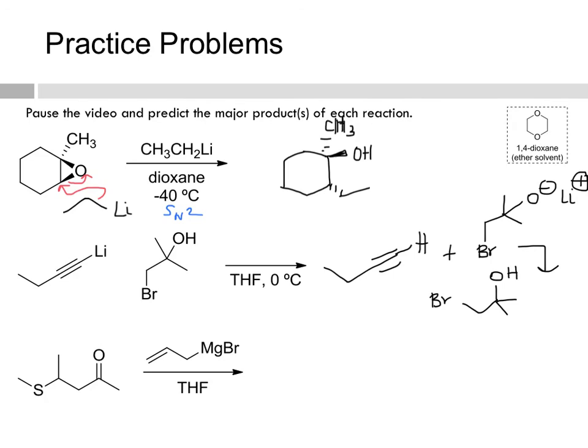In the final example, you're treating this ketone with allyl magnesium bromide in THF. You're going to have nucleophilic addition. So this nucleophile is going to add into the carbonyl carbon, and after protonation, you're going to end up with an alcohol. So you have an alcohol, you've got a methyl group on there, you've also now introduced your allyl group, and you still have the remaining part of this compound.